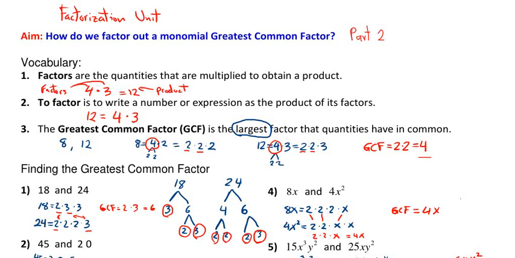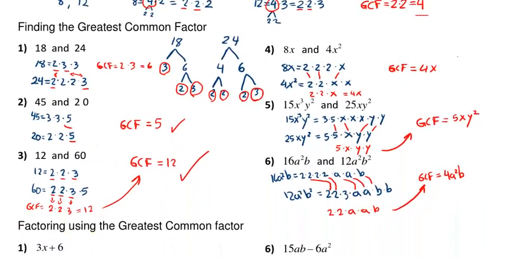This lesson is the second part of factoring out a monomial greatest common factor. Actually, in the last lesson, we only learned how to find the greatest common factor between two quantities. And now in this lesson, we're going to be factoring out a monomial greatest common factor from a polynomial. So it's very important that we know how to find the greatest common factor between two quantities or three.